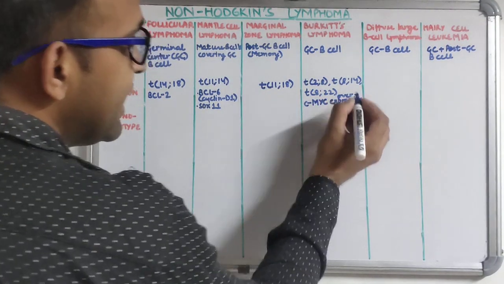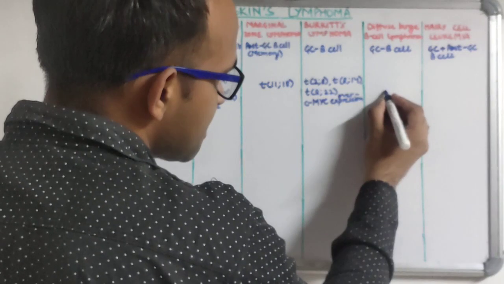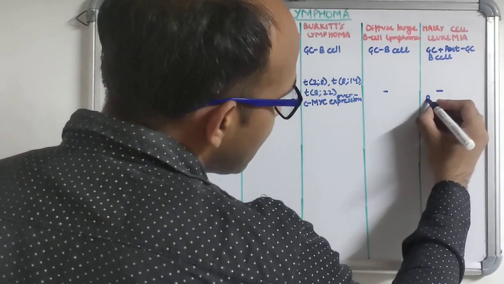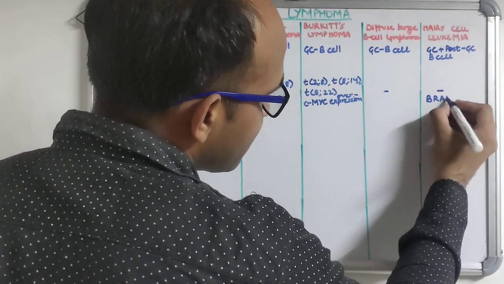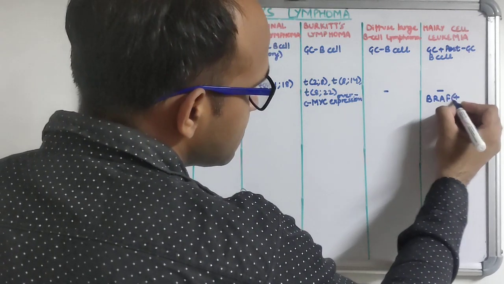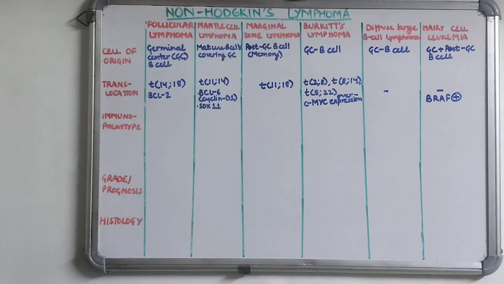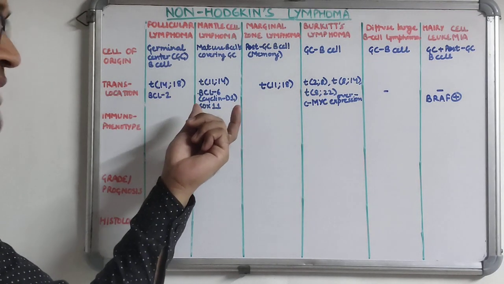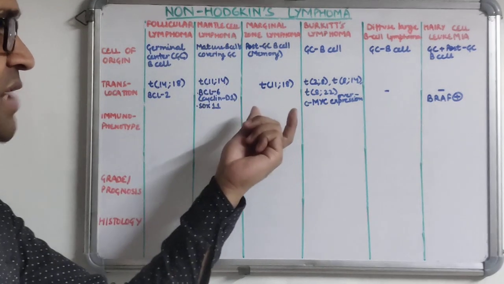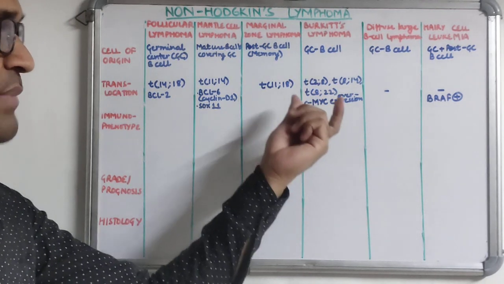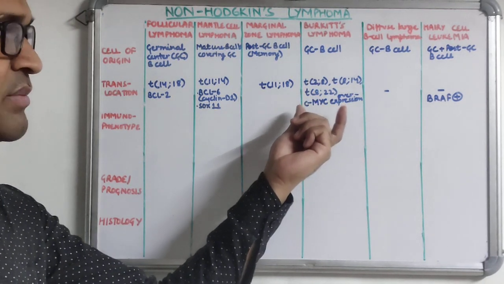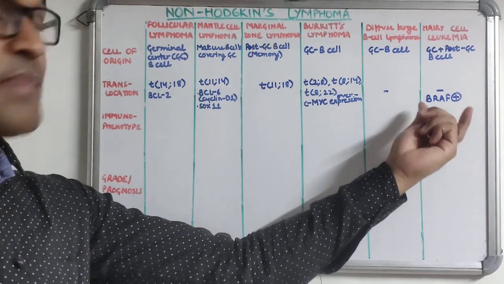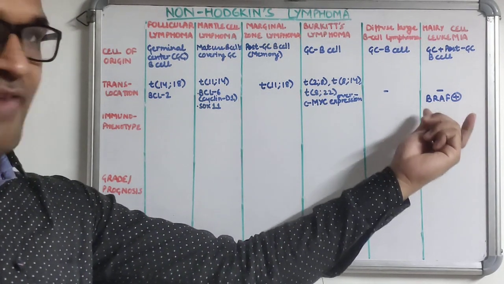Now in DLBCL there is no such characteristic translocation, and also in hairy cell leukemia. But in hairy cell leukemia, they are BRAF positive. So characteristic translocation is seen in follicular lymphoma, translocation 14;18, in mantle cell translocation 11;14, in marginal zone translocation 11;18, and in Burkitt's lymphoma translocations involving chromosome number 8, and in hairy cell leukemia they are BRAF positive. There is increased expression of BRAF protein.